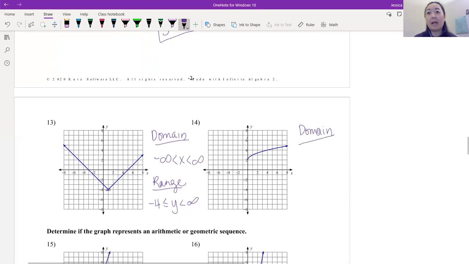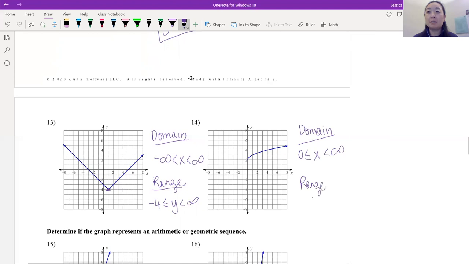So for the domain, how far left does it go? Notice how it stops right here, and you hit a wall, right? So that y-axis is that wall, which means x is equal to 0. So 0 is less than or equal to, because remember, it can equal it. It's not an open circle there. And how far right does it go? Forever and ever, right? So then positive infinity.